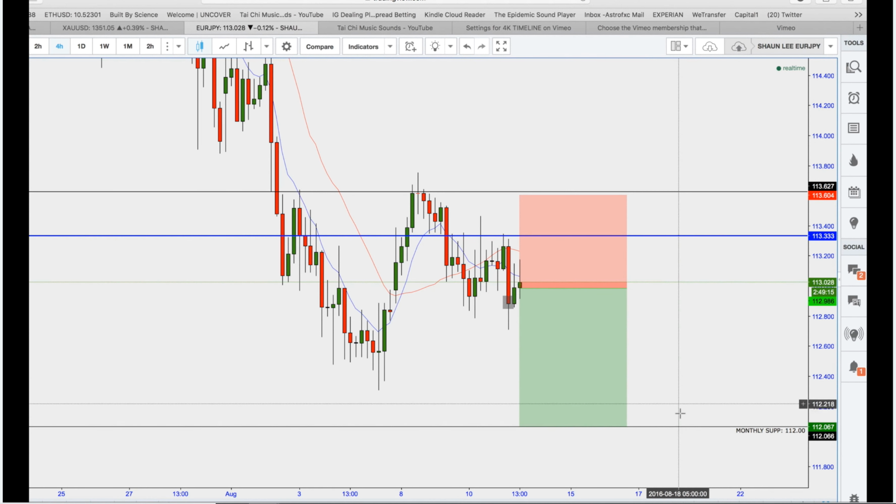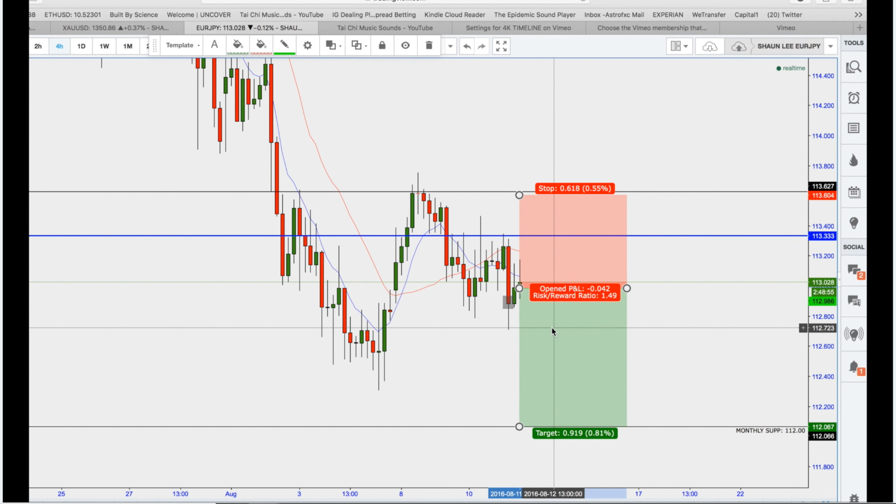So 1.13 to 1.12, I'm looking for 100 pips. My stop loss is above the highs at 1.1360. So from 1.13 short up to 1.1360 stop loss, I'm risking 60 pips here, and I'm going for 100 pips. So the risk reward is 1 to 1.5.